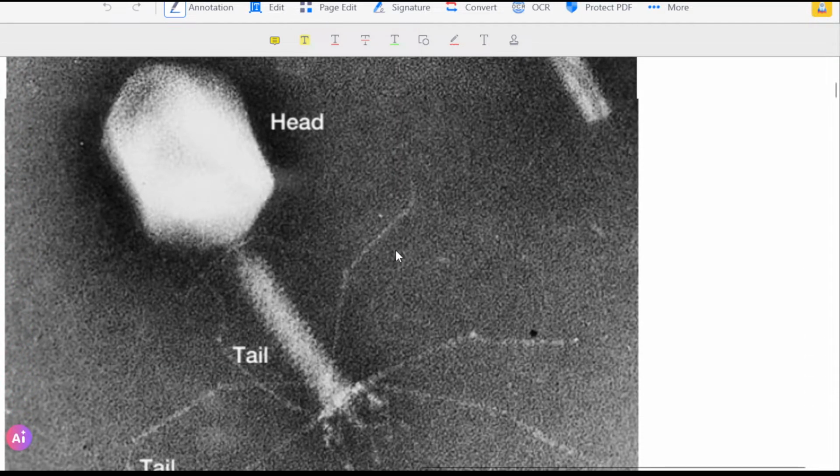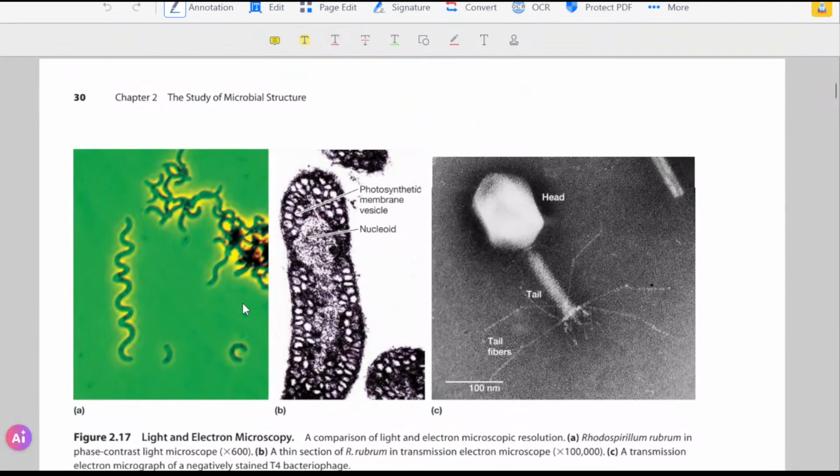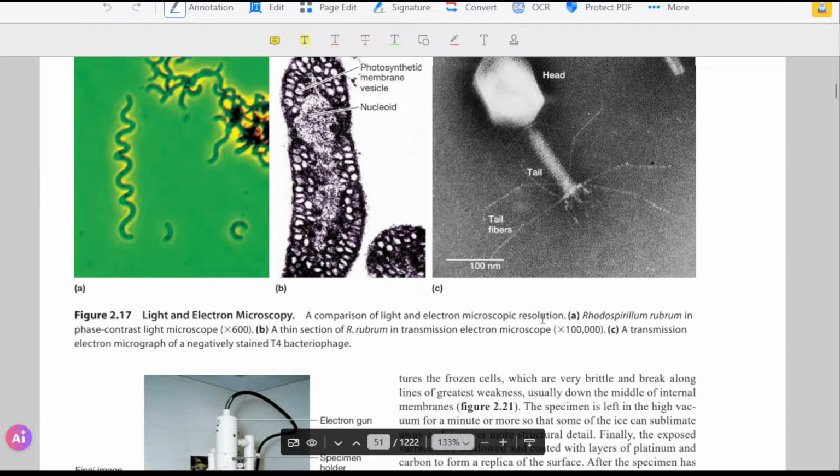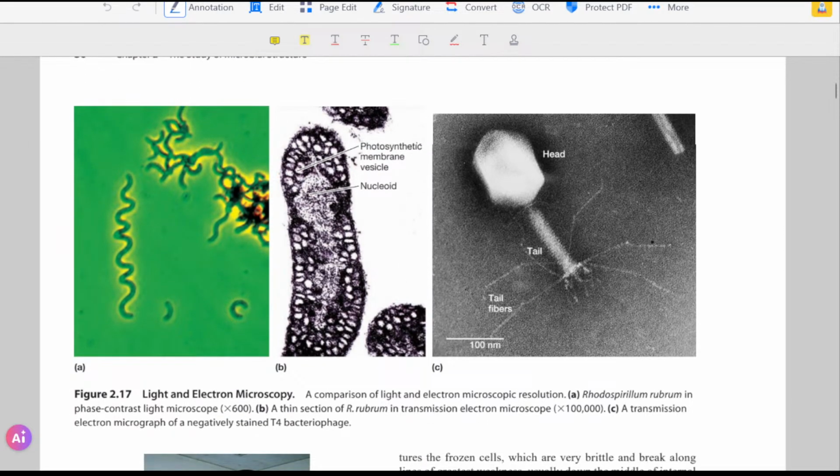Here are the diagrams. The first one is a comparison of Rhodospirillum rubrum in a phase contrast light microscope. So this is a light microscope, right? The A1. As you can see, these two are the same thing. Both are Rhodospirillum rubrum. But look at the comparison. This is a light microscope, while this is an electron microscope.